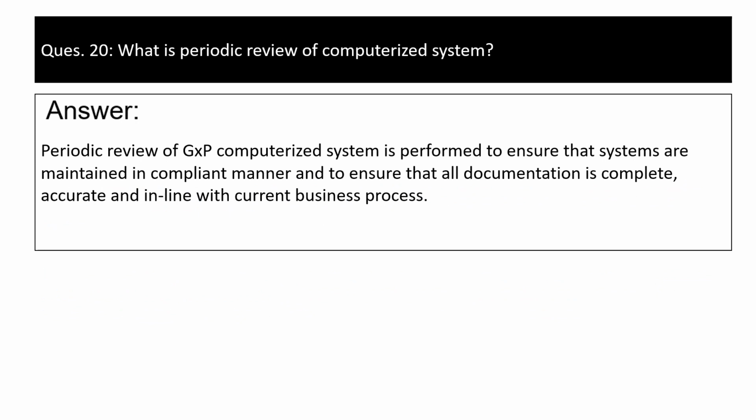Question number 20, what is periodic review of computerized system? The answer will be, periodic review of a GxP computerized system is performed to ensure that systems are maintained in a compliant manner and to ensure that all documentation is complete, accurate and in line with current business processes.